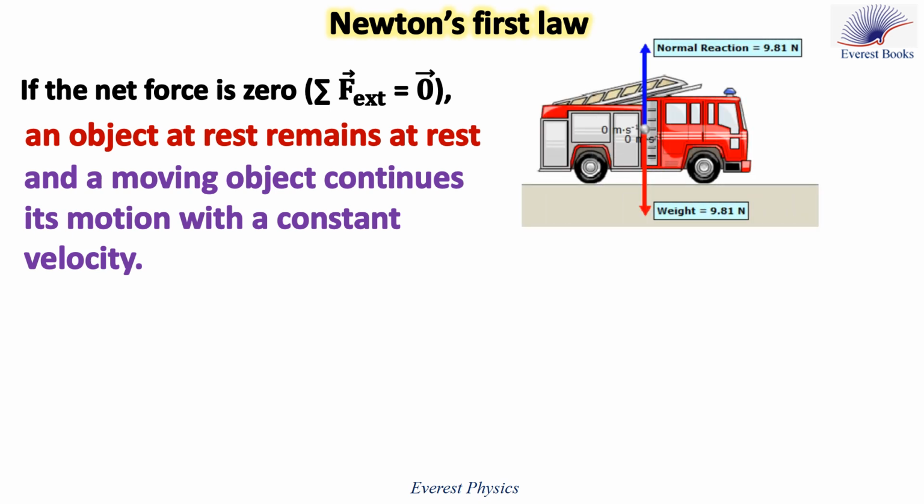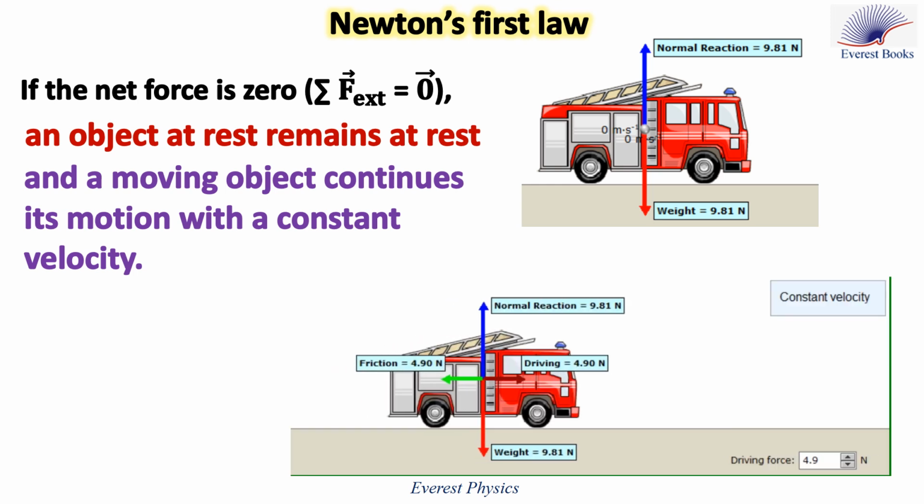Now consider this track. The toy track rests on the ground under the action of two forces, the weight exerted by the earth and the normal force exerted by the ground. The sum of these forces is zero. The toy track tends to stay at rest. It will stay at rest as long as the resultant force acting on it remains zero.